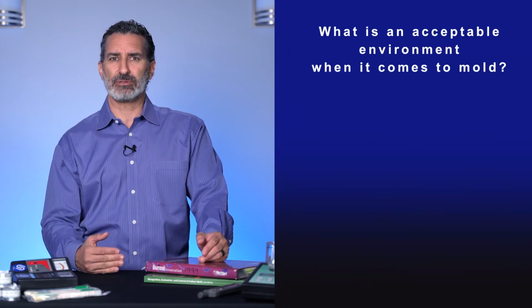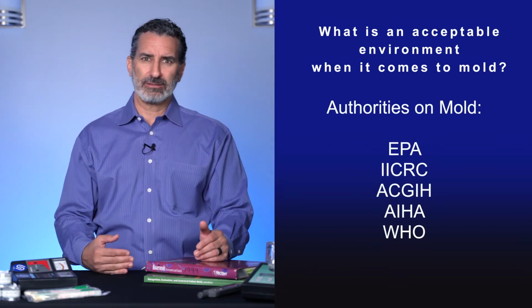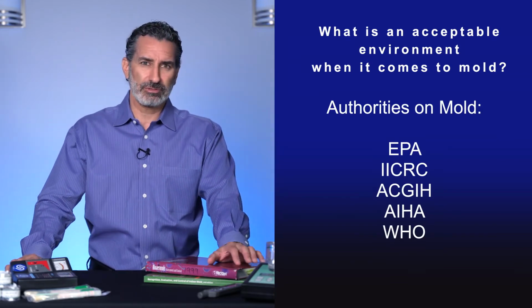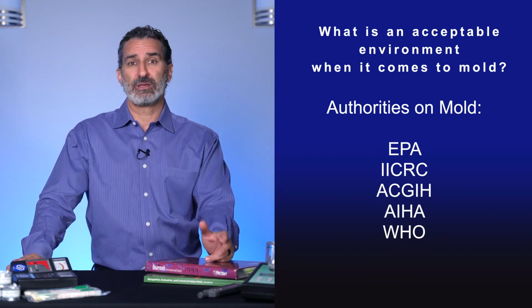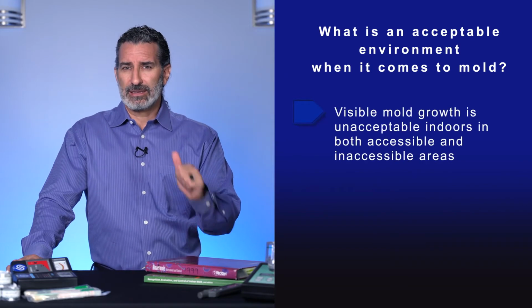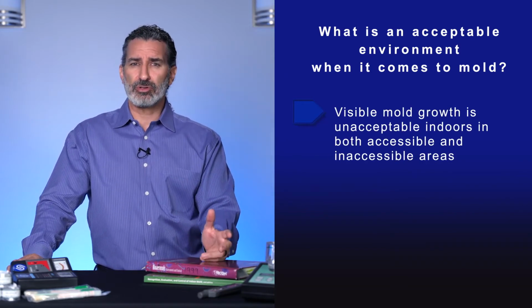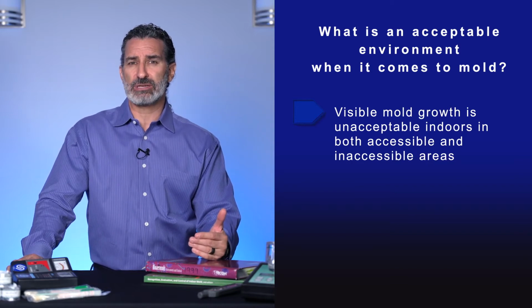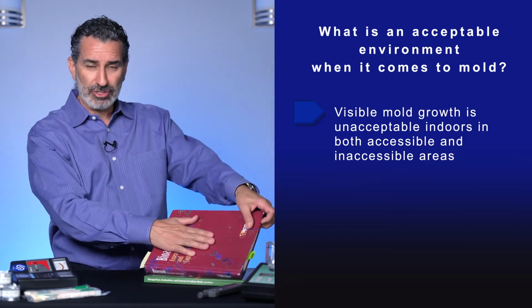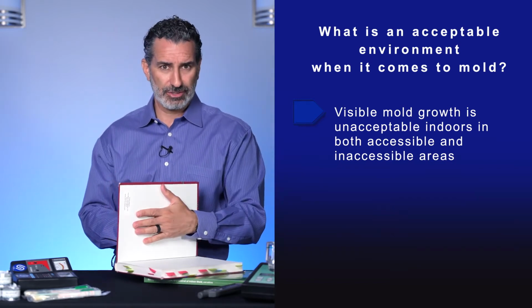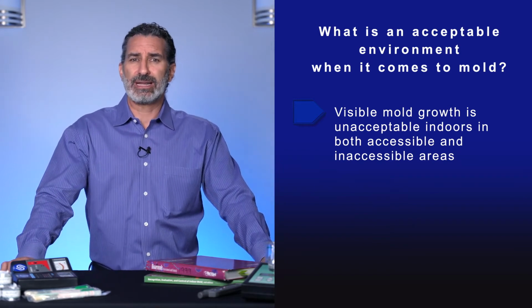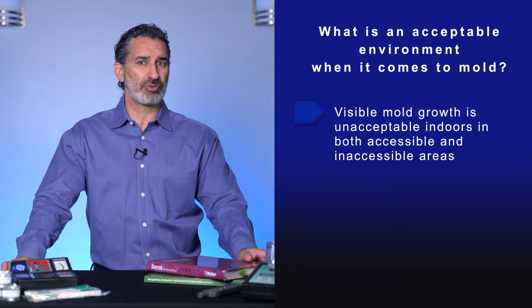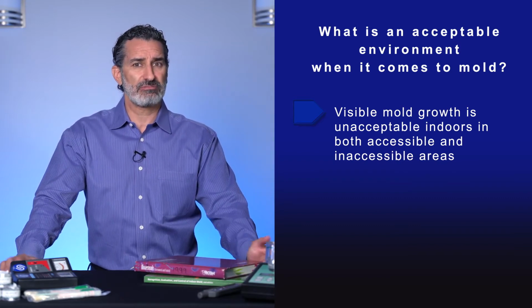So what makes an acceptable environment versus an unacceptable environment? Generally speaking, your authorities on mold, EPA, World Health Organization, IICRC, AIHA, etc., all say about the same thing. There should be no visible mold growth in your building. Visible mold growth is defined as mold that's grown to a quantity that you can see with the naked eye in both accessible locations and obstructed locations. If you have visible mold growth in your building, it warrants a response. It doesn't mean it is unsafe, but it has the potential to cause more mold exposure than background, which has the potential to increase health effects.